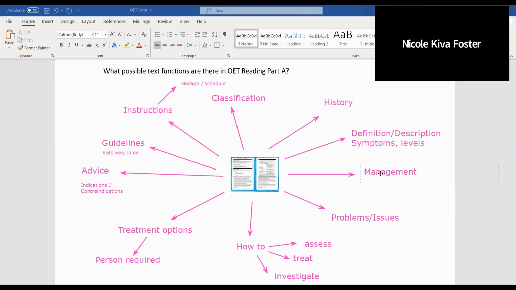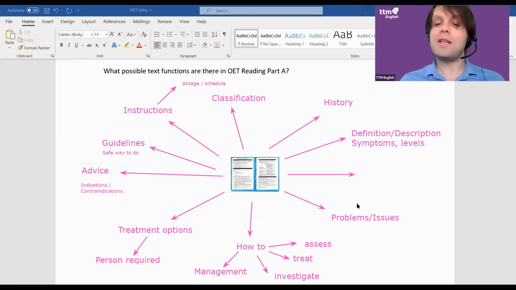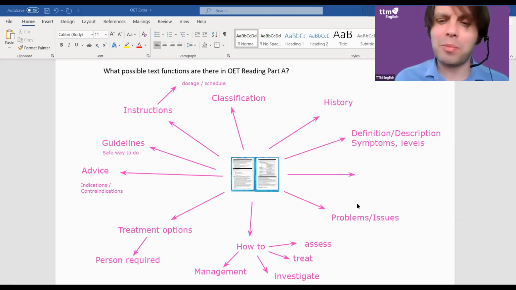For example, how to manage a wound. Should it be here? Should it be drug therapy? Yes, I'm going to put it here, okay? So how-to is a big one. You often get how-to style texts. Okay, I need one more idea. Does anyone have anything else we could possibly get? I can't think of anything else you might see in the exam.